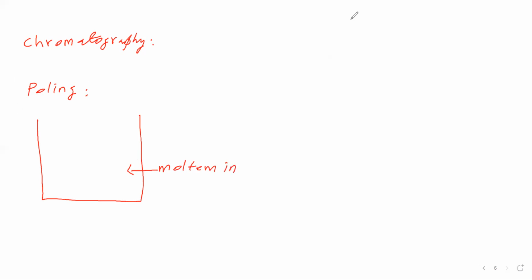Next we are going for the poling method. We'll see how we purify by the poling method. We are taking a vessel like this. In this vessel we are taking molten impure metal.